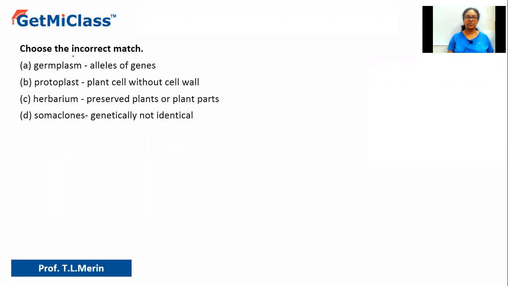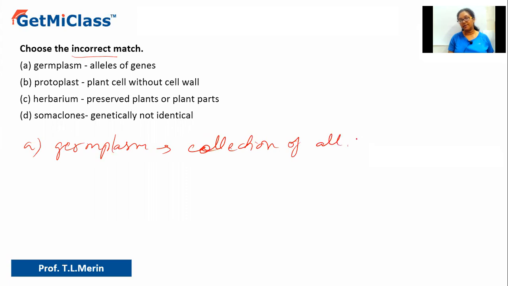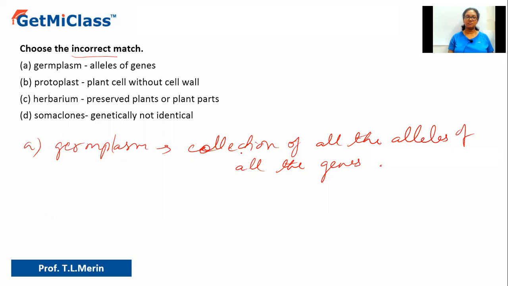Let us understand the question. The question says incorrect match. Choose the incorrect match. The match which is not correct, that one we have to choose. Let us see option A, which is germplasm. So what do you mean by germplasm? Germplasm is nothing but the collection of all the alleles of all the genes of a particular crop or particular organism. Okay, that is what germplasm is.